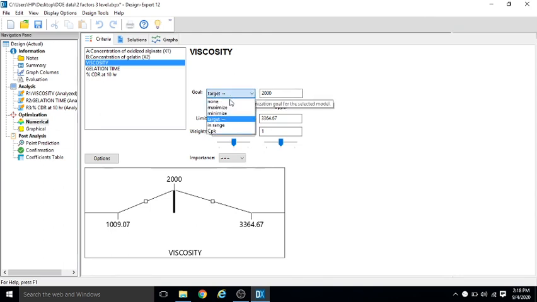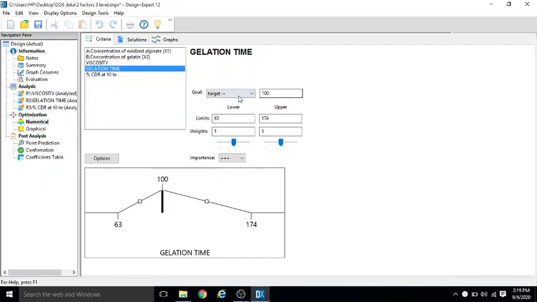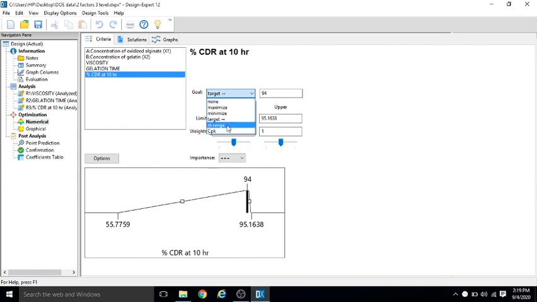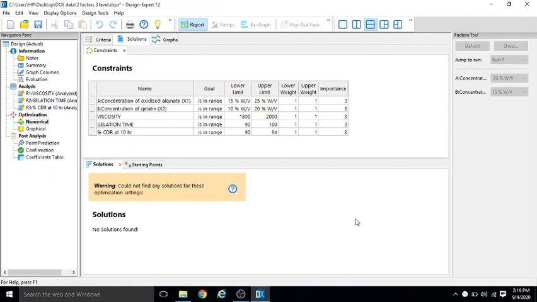If we select a range, in the range, right? So in range I can select like 1800 to 2000 CPS centipoise. Gelation time also we will take in a range, so from 90 to 100 seconds. And for percentage CDR also we can take a range, so it is in the range of 90 to 94. And then let us see what kind of solution we are getting.